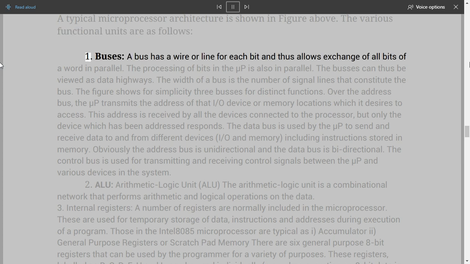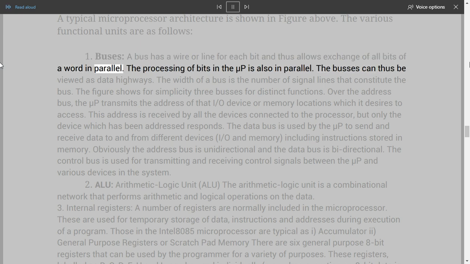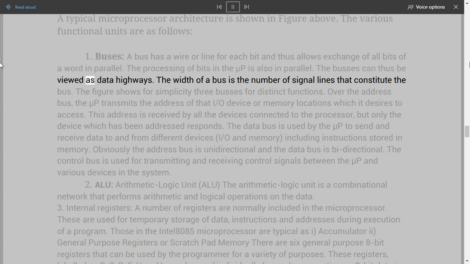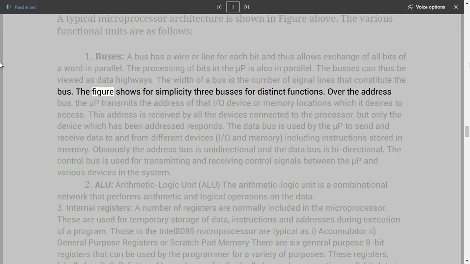1. Buses. A bus has a wire or line for each bit, and thus allows exchange of all bits of a word in parallel. The processing of bits in the P is also in parallel. The buses can thus be viewed as data highways. The width of a bus is the number of signal lines that constitute the bus. The figure shows for simplicity 3 buses for distinct functions.